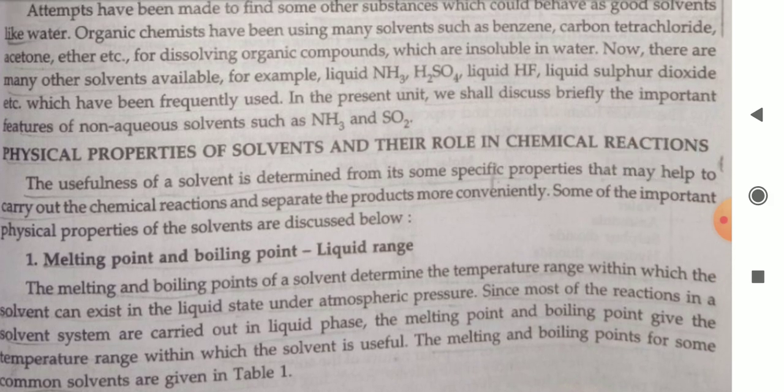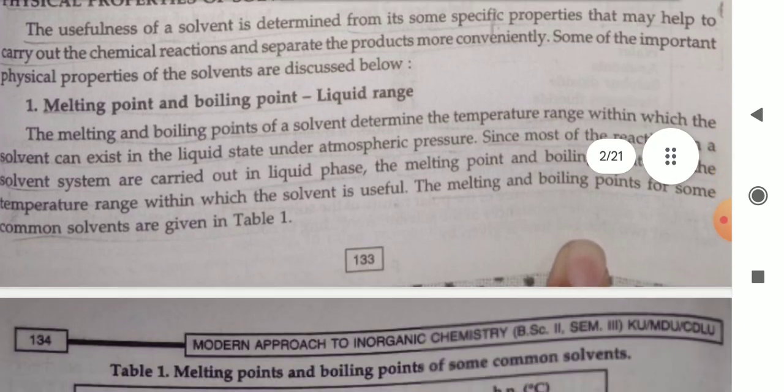The melting and boiling point of a solvent determine the temperature range within which the solvent can exist in a liquid state under atmospheric pressure. Since most of the reactions in solvent systems are carried out in liquid phase, the melting point and the boiling point give the temperature range within which the solvent is useful. The melting and boiling points for some common solvents are given in table 1.